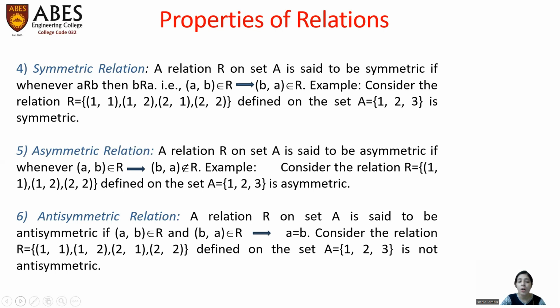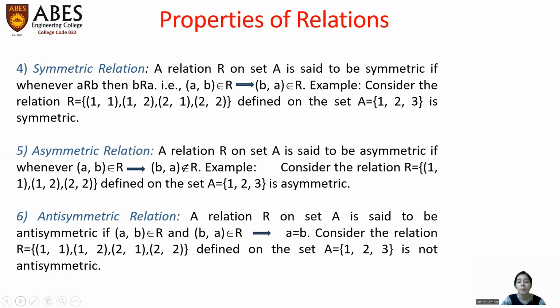But if only A comma B is in the relation, then in that case also we can say that the relation is antisymmetric. The antisymmetric relation property is whenever A comma B and B comma A are in the relation, then A must be equal to B.